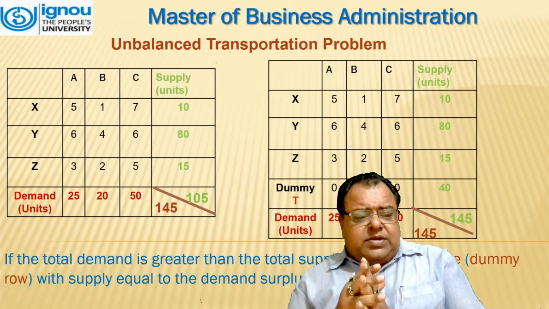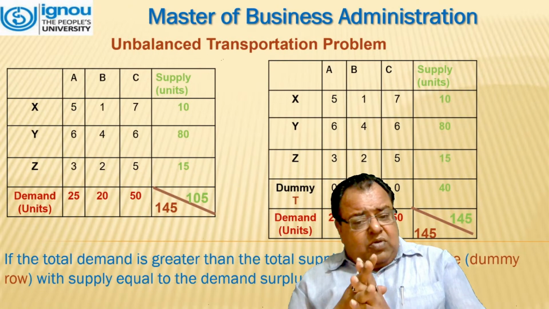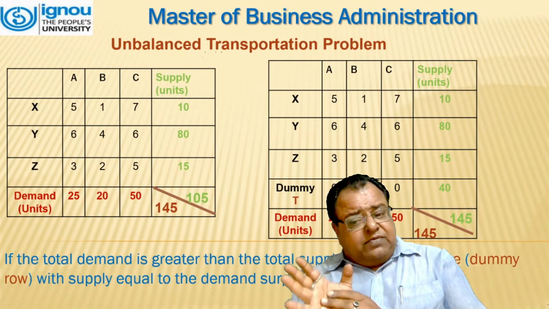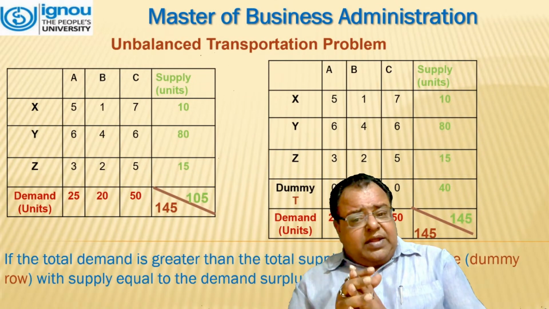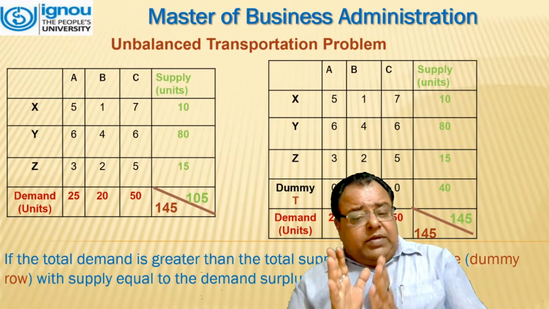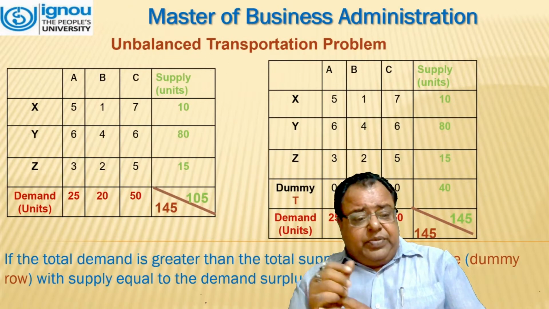The problem is we have a demand of 145 and a supply of 105. So in that case, we will be adding a row in which the unit values will be 0 and we will be adding a supply of 40. So here we can see we have added a fourth row, which has a unit value of 0 and the assigned supply unit is 40.